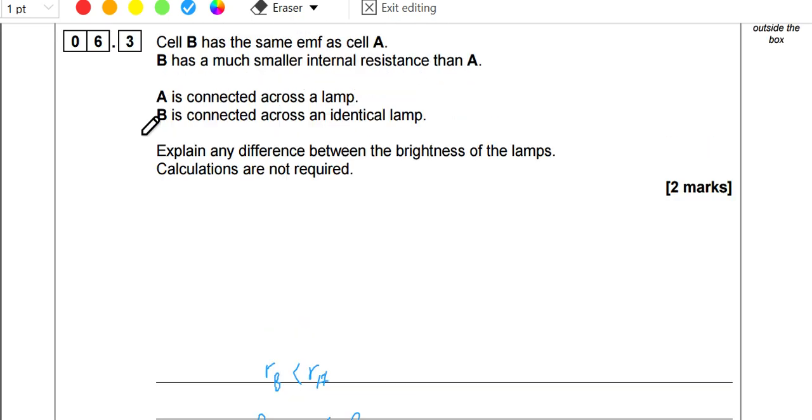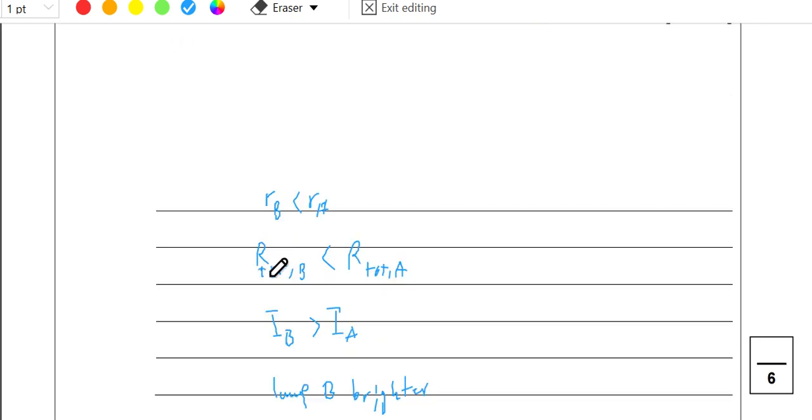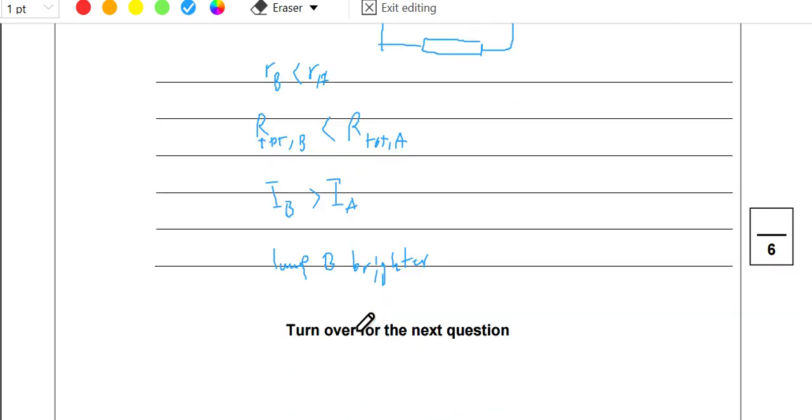As we have R_B less than R_A, the total resistance for B is less than the total resistance for A. Let me just draw a cell, whether it is A or B, with an external resistance, and you can imagine another circuit for B. The total resistance for B is less than for A, so the current in circuit B will be greater than in A, and the brightness of lamp B will be greater than A.